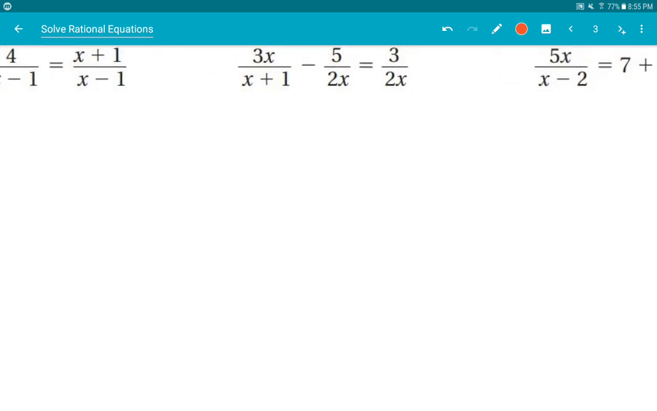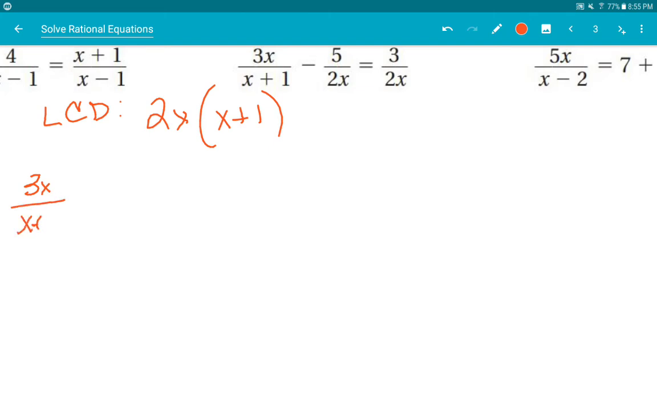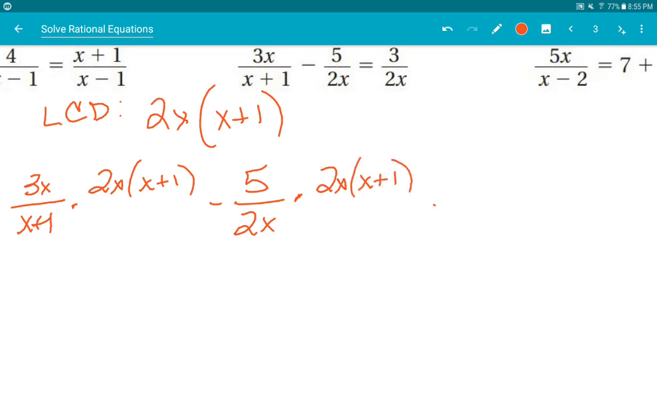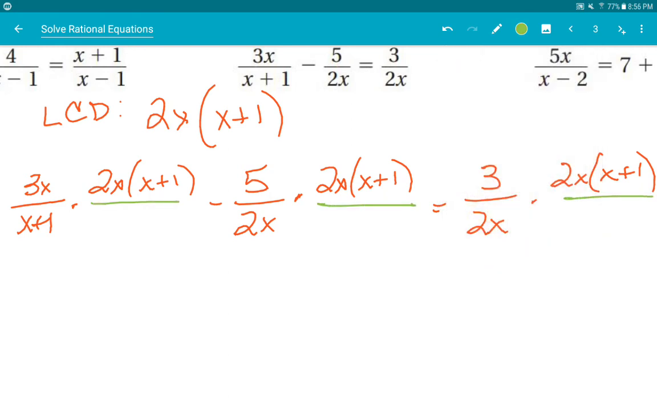Okay, so what do you think is going to be the LCD for the second example? Well, if you said 2x times x plus 1, that's correct. Okay, so we're going to take that, and multiply each of the 3 fractions by this 2x times x plus 1. So the first part here, we have 3x over x plus 1 times 2x times x plus 1, minus 5 over 2x times 2x times x plus 1 equals 3 over 2x times 2x times x plus 1. Again, we want to multiply by the LCD throughout. Okay, so there's your LCDs for each of the 3 fractions.